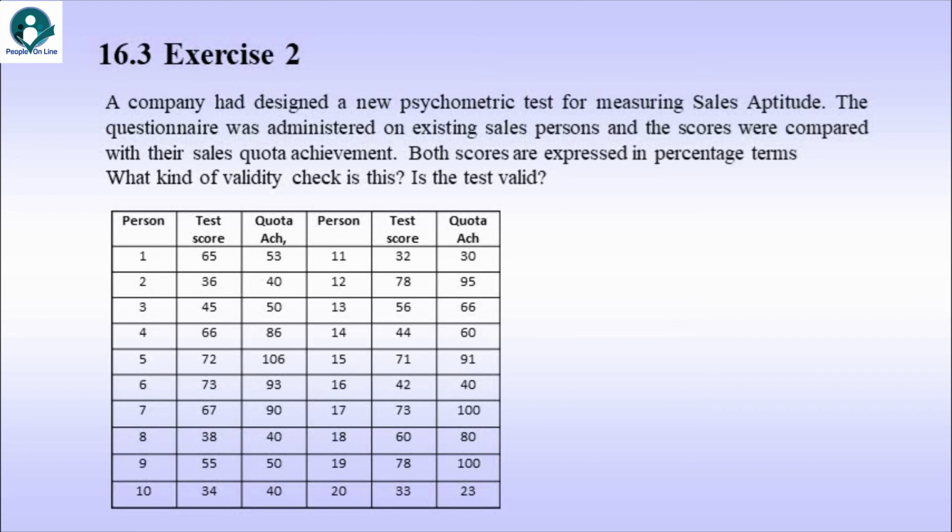Let's go to exercise 2. A company had designed a new psychometric test for measuring sales aptitude. The questionnaire was administered on existing salespersons and the scores were compared with their sales quota achievement. Both scores were expressed in percentage terms. What kind of validity check is this? Is the test valid? You could try this out, and we have the answer on the next slide.